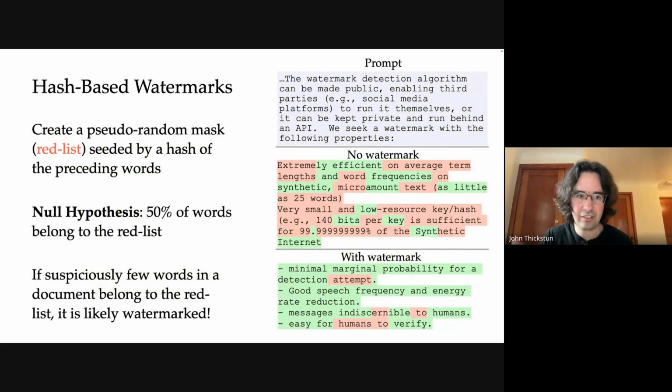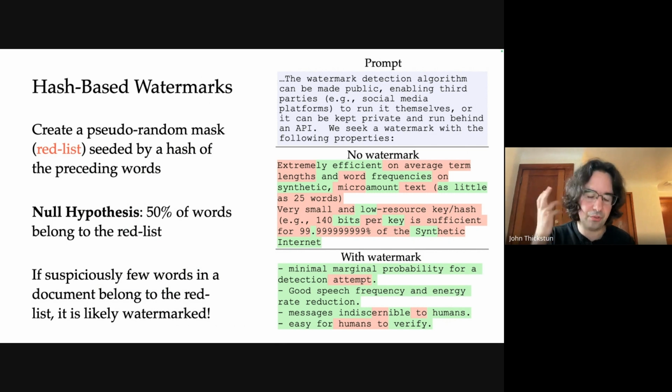To give you a sense of how detection of these watermarks works, we've essentially created with this mask a red list of words that at every step the language model can't produce. And our null hypothesis, if the text hasn't been watermarked, is that at every step in the sequence, approximately 50% of the words should belong to the red list. But if a suspiciously small number of words in a document belong to the red list, then this is evidence, potentially very strong evidence, that this hashing watermark had been applied when this text was generated.